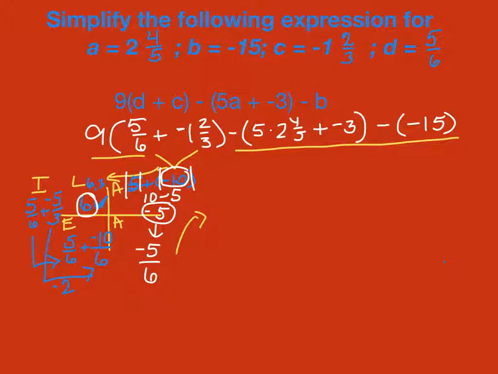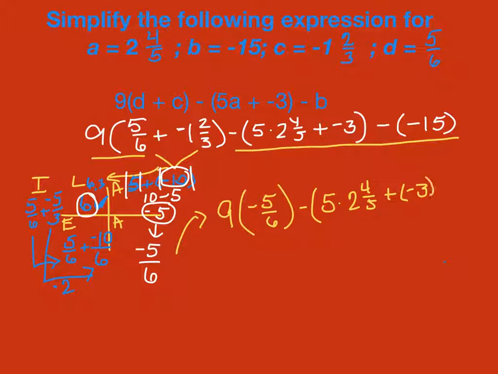So let's continue rewriting. Got 9 times negative 5/6 minus the quantity of 5 times 2 4/5 plus negative 3 minus negative 15. Okay, well, still sticking to the parentheses. My first set of parentheses is all set. So I've got 5 times 2 4/5.